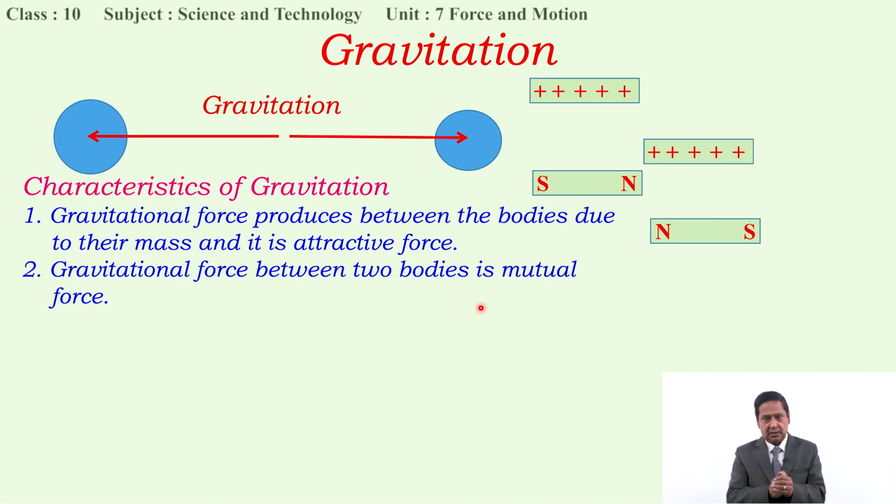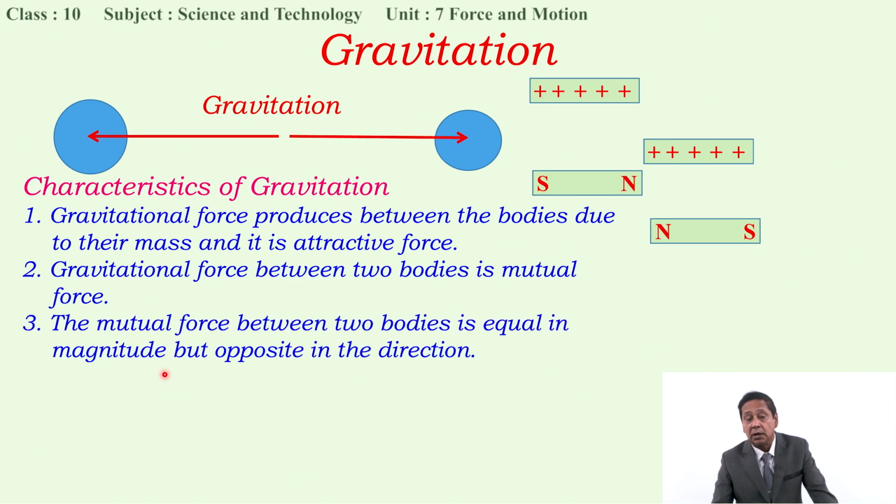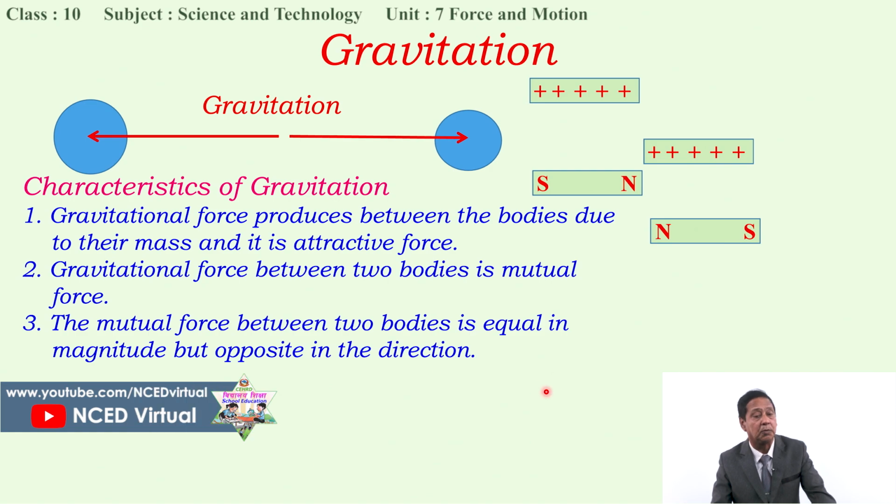Okay, next. Gravitational force between two bodies is a mutual force. What does it mean? Mutual force. Not only the first one attracts, the second one also attracts the first one. This is not a unidirectional force. There are two forces acting in two different directions. The first body attracts the second one towards the center. The second also attracts in the opposite direction. This is mutual force.